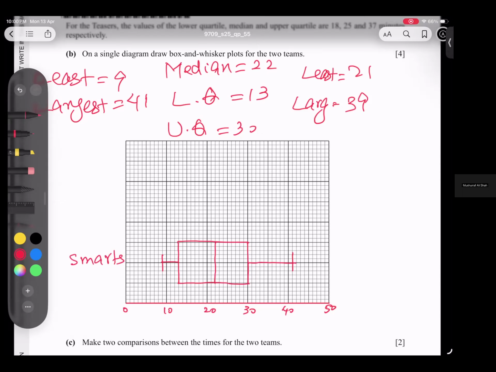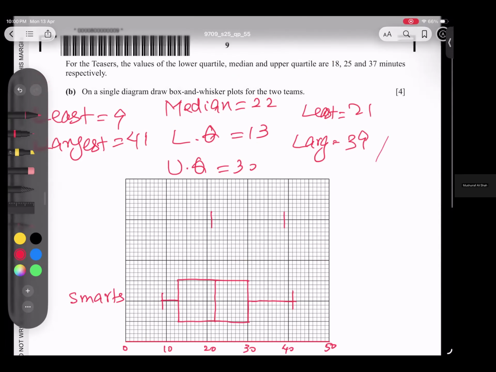21. 21 where? 21 is here. Then 39. 39 is here. Then, okay, now see on the top here, this lower quartile. Lower quartile is 18. 18 is two boxes back. Okay, then I talk about median, 25. 25 is here. Okay, then I talk about upper quartile, 37. 37 is here.